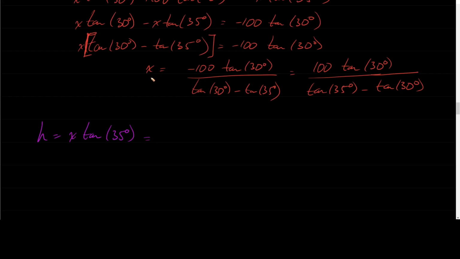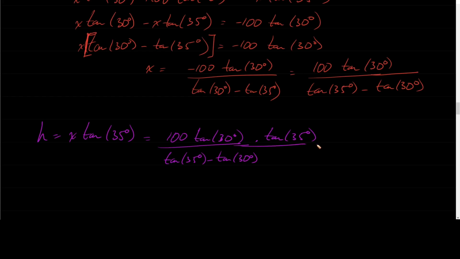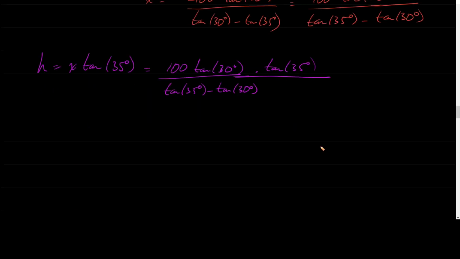But we know what x is. X is right here. So we're going to have 100 times tan of 30 over tan of 35 minus tan of 30, times tan of 35 degrees. Really, this is technically over itself that way, but because we're multiplying fractions, we could just put it all over the same fraction this way. And now that's what I'm going to plug into the calculator.